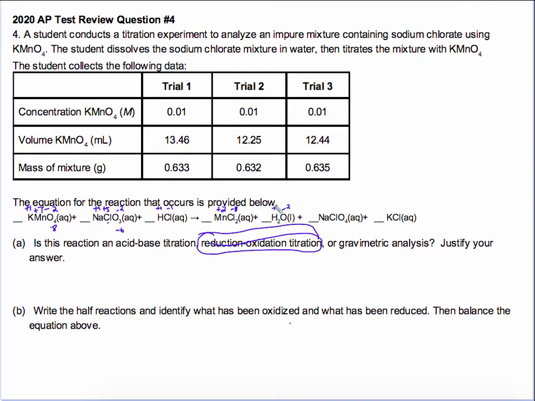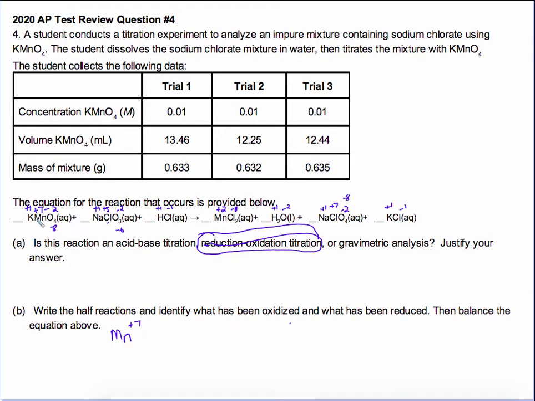This is -2, +1. This is -2, +1. So that's -8, which makes that +7. This is -1. This is +1. And so you can see that the manganese goes from +7 to +2. So when the oxidation numbers change, that means it's an oxidation-reduction reaction. If they don't change, then it's not. But anyway, write the half reaction.